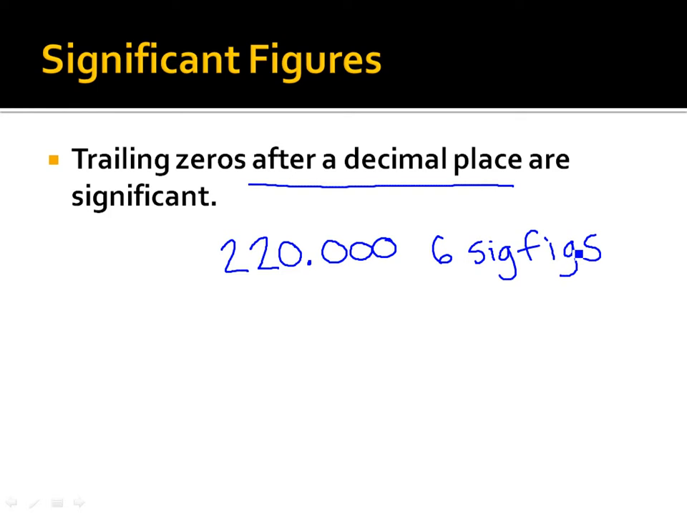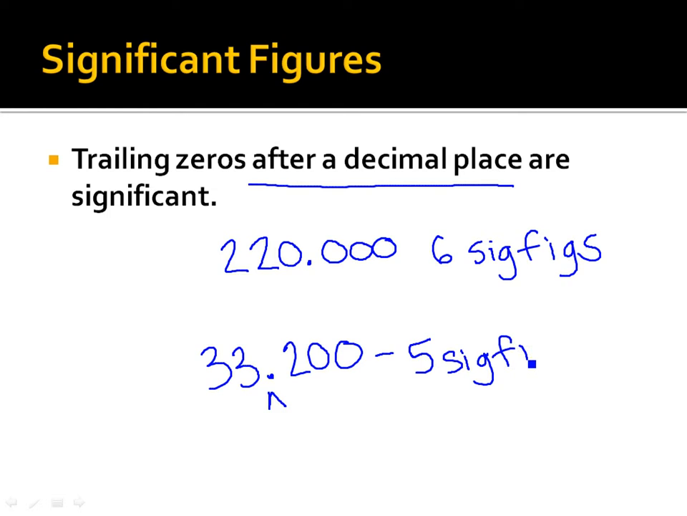Okay, so if we look at another number, let's see, 3.2. Okay, so we know our non-zero digits are significant, but now we want to look at our zeros. And here we have two zeros that are trailing, so they're at the end of the number, but they follow a decimal place. Therefore, we would have 5 significant figures.